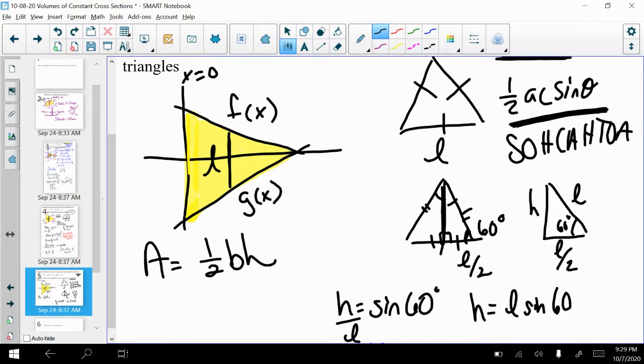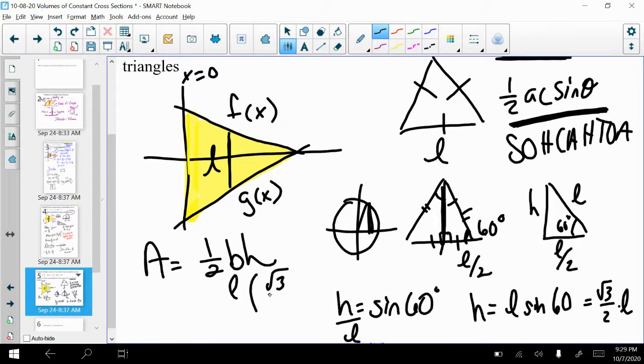And you guys know sine of 60 because 60 is pi over 3, right? And sines are y, so it's the bigger one. So this is square root 3 over 2 times L. Base was L, height was square root of 3 over 2 times L. So 1/2 is our area.